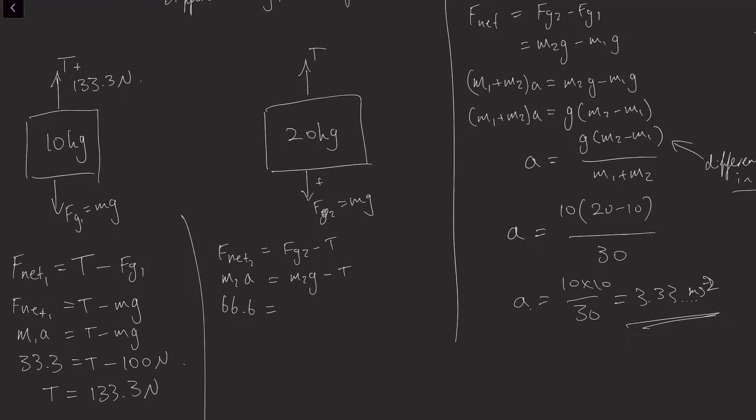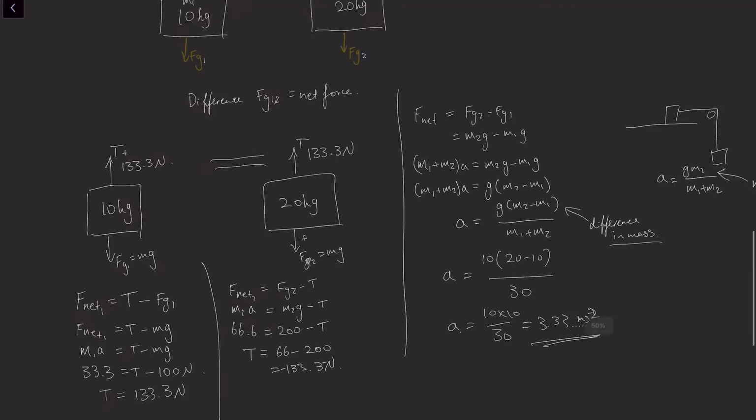m2g is just the weight, so it's 20 times 10, which is 200 newtons, minus T. T equals 66 minus 200, which of course equals minus 133.3 newtons. And because it's minus, it must be going in the opposite direction, so this is 133.3 newtons in the upward direction, which of course matches, which is your sanity check. The two tensions have to match.